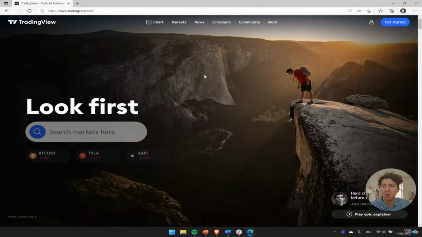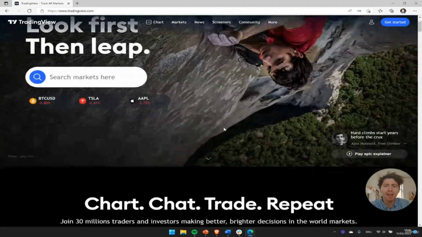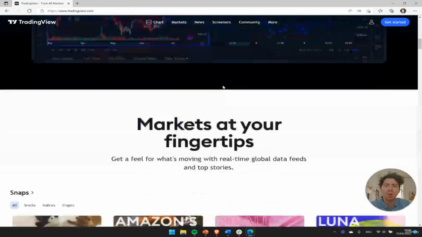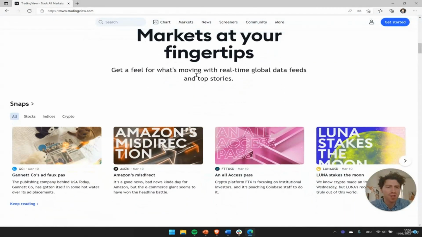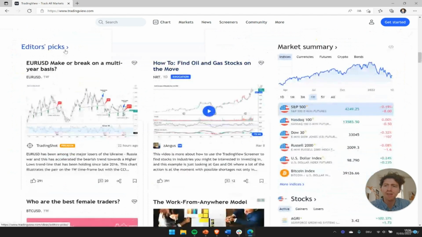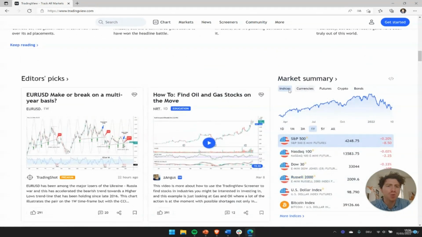If we have a look at TradingView, you have common assets here like Bitcoin, Tesla, and Apple. When you scroll down, you see how TradingView works, and it's like a social trading, social investing platform. So you have so-called snaps, which are news in certain industries, and then you have ideas which have been created and shared by other traders and investors on the platform. You have the most common indices, and you can choose between indices and other assets up here.